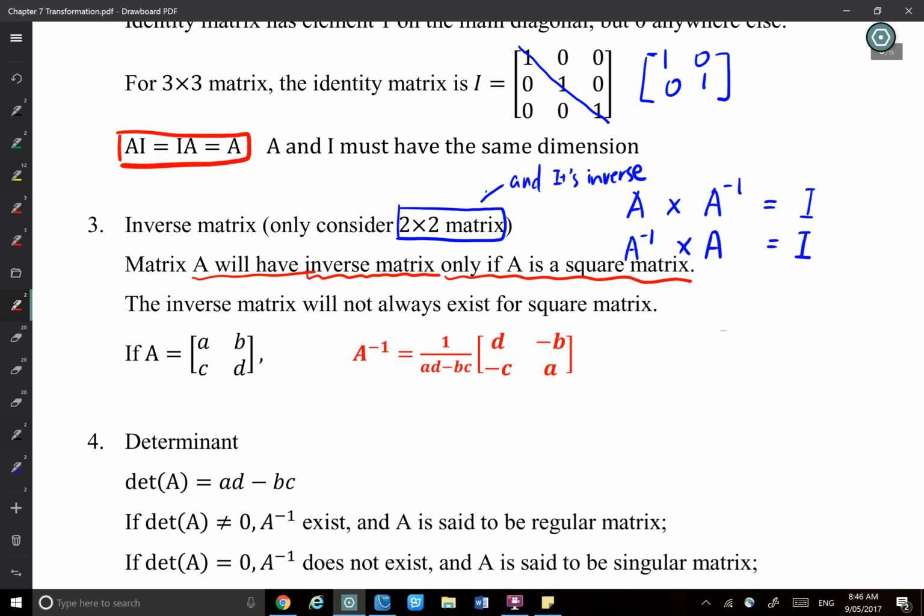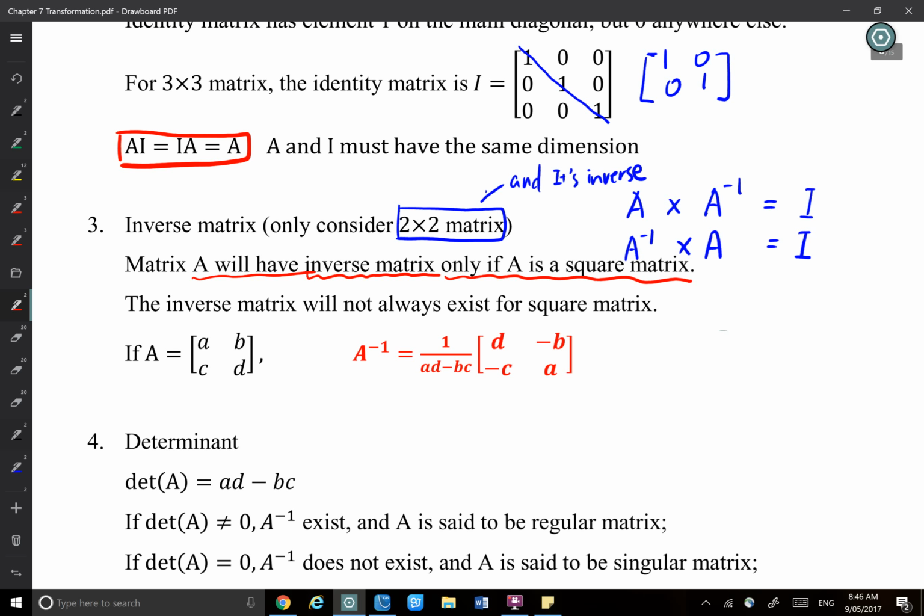We use a formula to calculate the inverse for a 2 times 2 matrix. This formula only works for 2 times 2. If you have a 3 times 3, it doesn't work. We can't use it for 3 times 3, but we won't ask for a 3 times 3 inverse. If we ask, you use a calculator to find it.